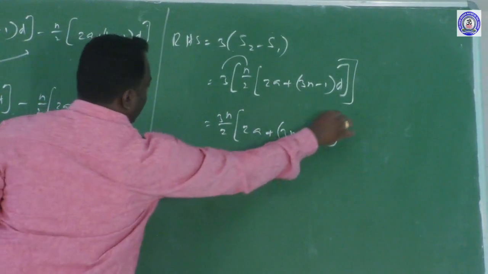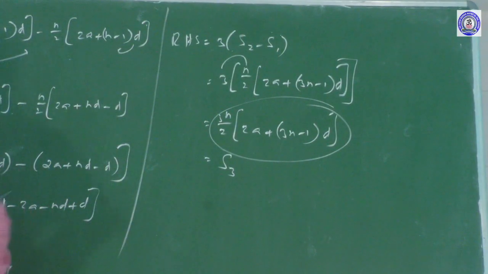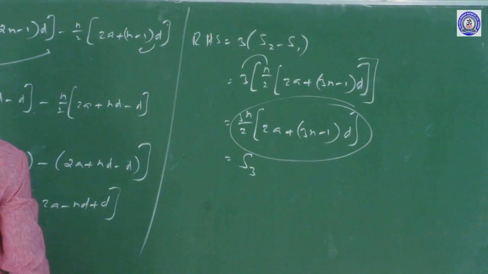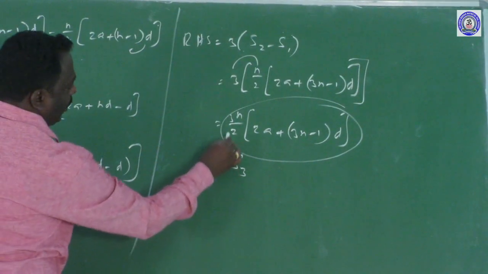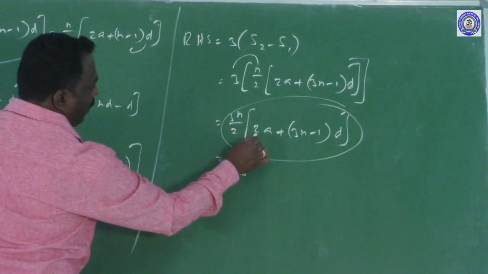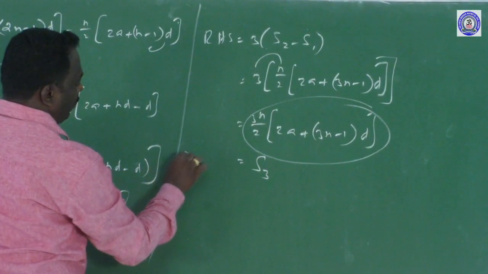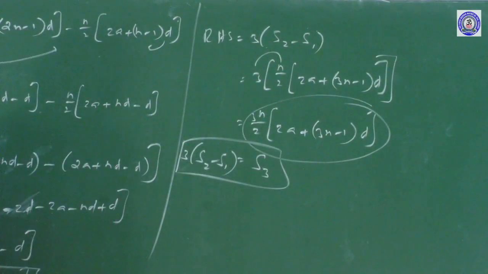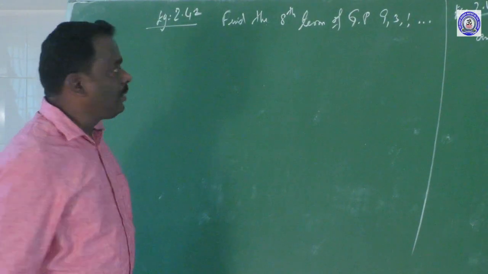Now this part, this term, is defined by S3. S3 is equal to 3n by 2 within the bracket 2a plus (3n minus 1) into d. This one is called S3n. Therefore, 3 times (S2 minus S1) is equal to S3. Hence the proof. Okay, now let us see the next, geometric progression.